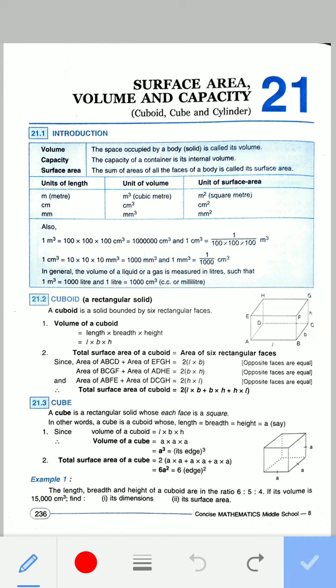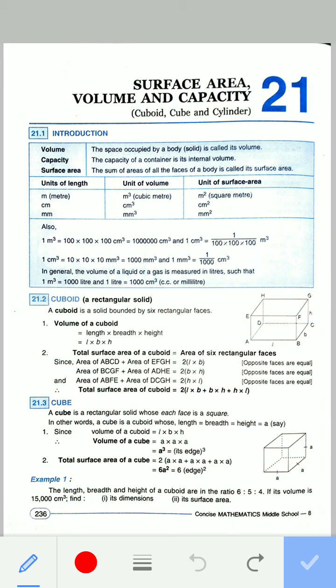What do you mean by capacity? The capacity of a container is its internal volume. So whatever internal volume the box has, it is called the capacity.